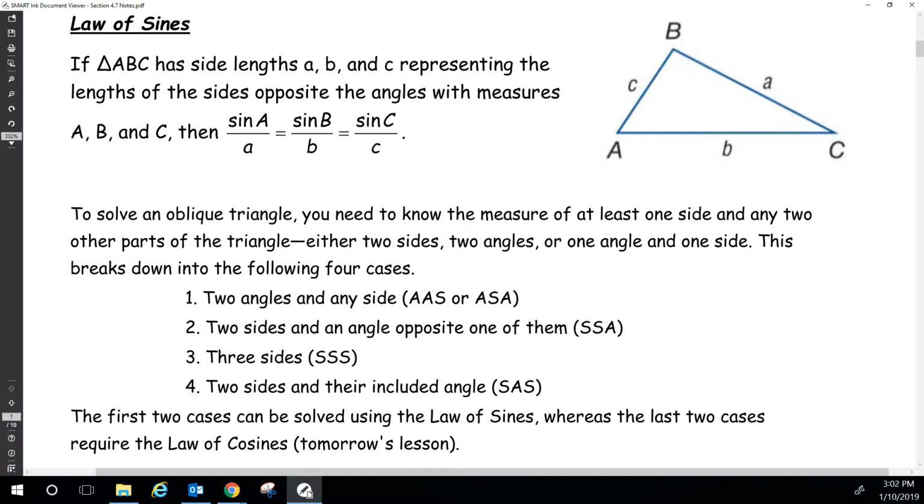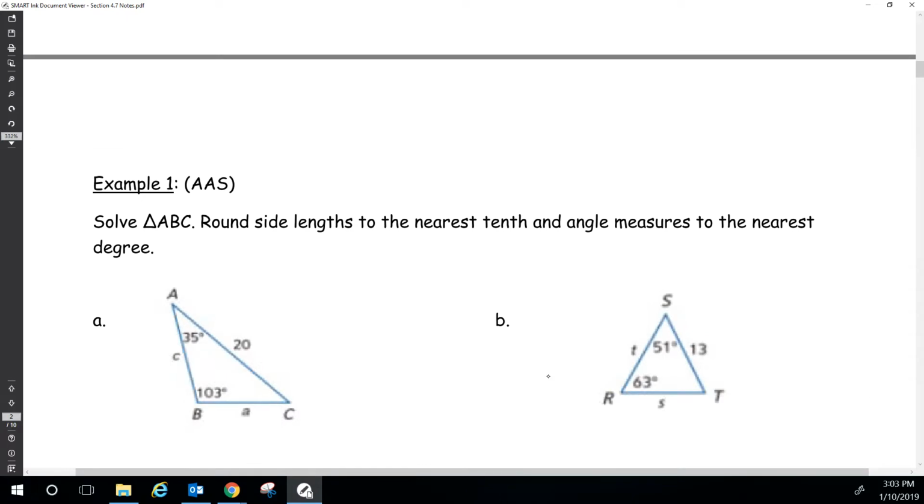So either two angles and a side, or two sides and an angle that's opposite of them, or three sides, or two sides with the angle that's between them. That's a lot of cases, but by the time we get through 3 days of this, you're going to be able to work through all of those. The first two of these cases, 1 and 2, we can use law of sines, but when we get to side, side, side, and side, angle, side, we're going to have to use law of cosines.